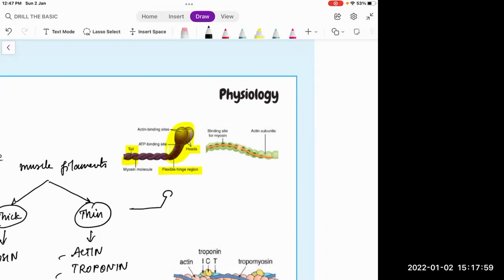This head portion is the one which is flexible, in the sense it makes the myosin move forward and backward for the muscle contraction to be performed. So the myosin head will move like this. Then in the next step, it will move like this. Then it will move like this, and it will help in the muscle contraction.